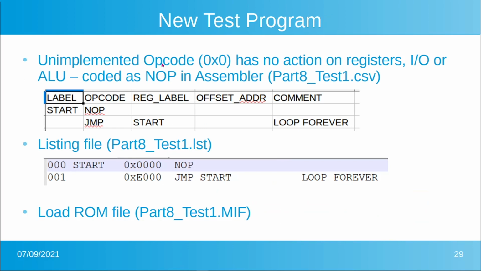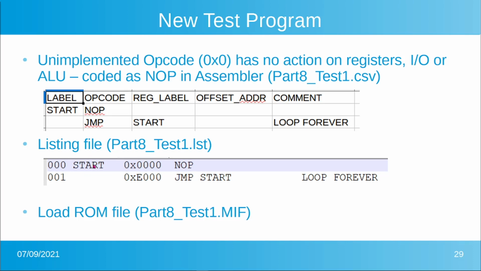I mentioned earlier that if you pick an unimplemented opcode like 00, it has no action on the registers or I/O or ALU. It's coded currently in the assembler as a no-op, and it could be turned into a pseudo-op if you want to reclaim the 00 opcode, but currently it's hard-coded as 00. And let's play with the code. So let's throw a no-op in that code and look at what the listing file would be.